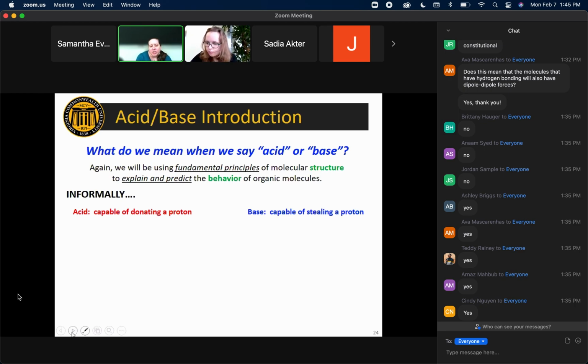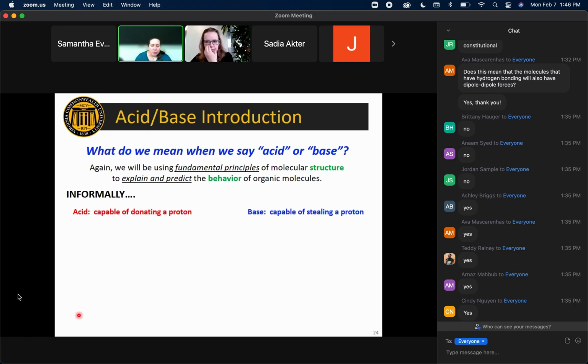Okay, so back to the definition. What do we mean when we say acid or base? Well, informally, the rule of the road here is that an acid is something that's capable of donating a proton or giving up a proton. And this should make sense to you guys if you think about hydrochloric acid or any of the famous acids. They're acids because they dissociate strongly, and so they provide a proton that can be used to protonate something else. And on the converse side, a base is something that is capable of stealing a proton or accepting or taking a proton.